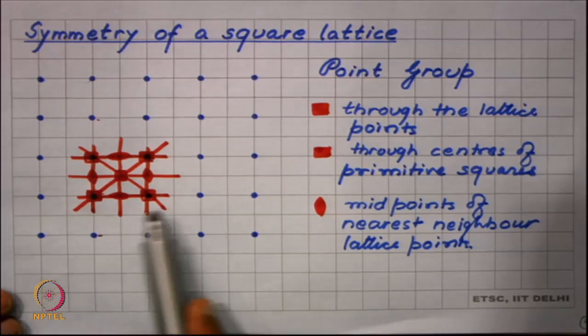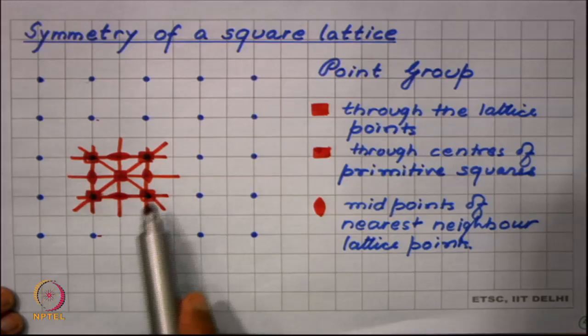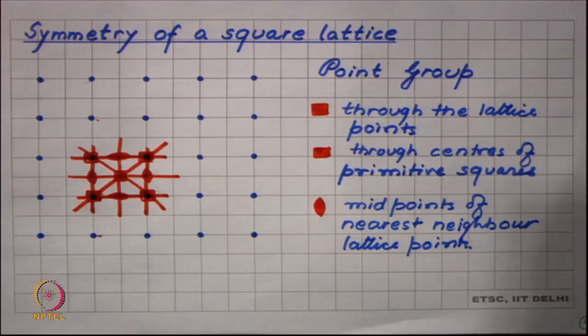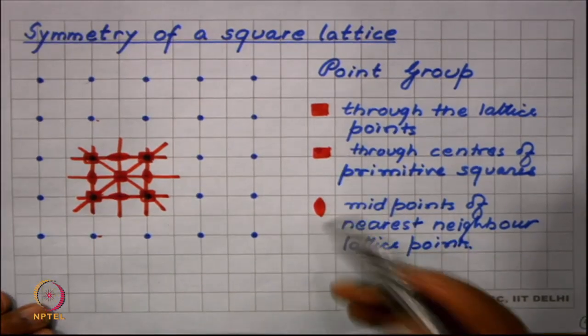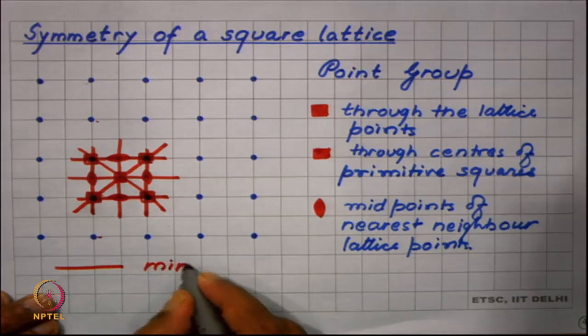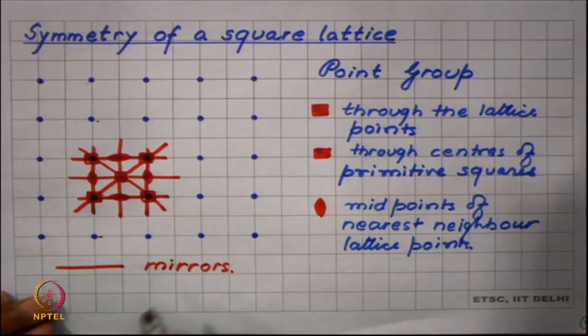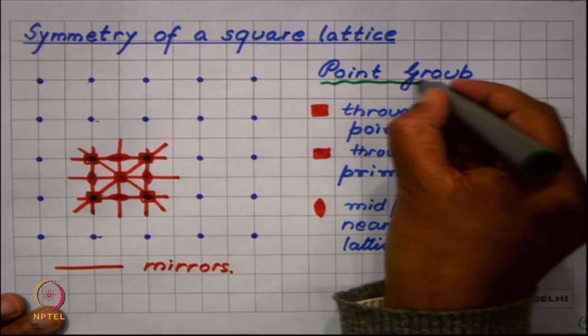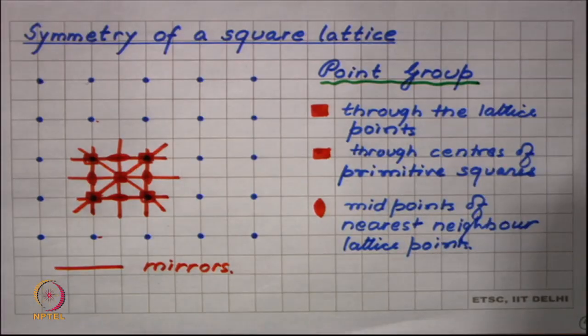Of course, by the translational symmetry of the lattice, all these symmetry operations will continue to be present at other locations of the lattice also. We have shown it all inside one primitive unit cell. So, we see that it has four folds, it has twofold, and it has mirror reflections. Collection of all these point symmetry operations is what is called the point group of the lattice. This will be called the point group of the lattice.